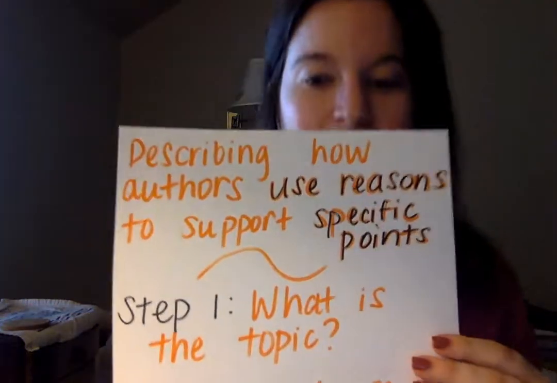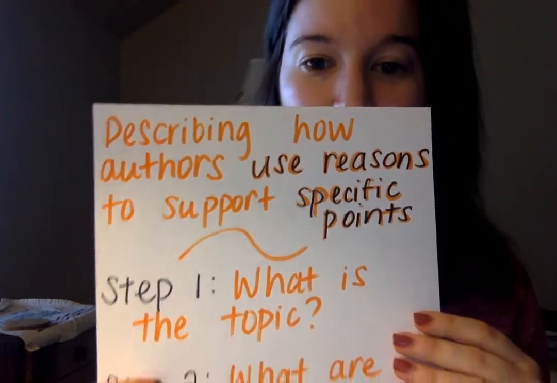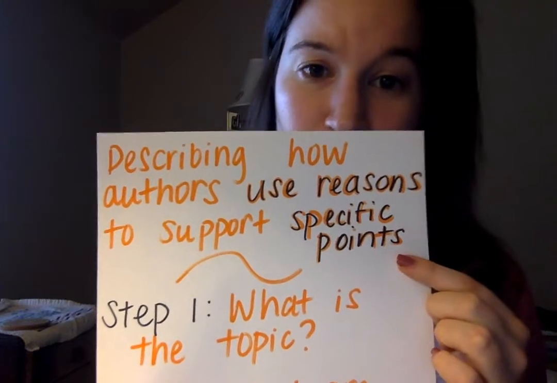Hi, second graders. Welcome to part 2 of our lesson today. We're going to jump right into our skill of the day. Remember, the text that we were reading was all about Abraham Lincoln. And the skill we're going to be learning about today is describing how authors use reasons to support specific points.